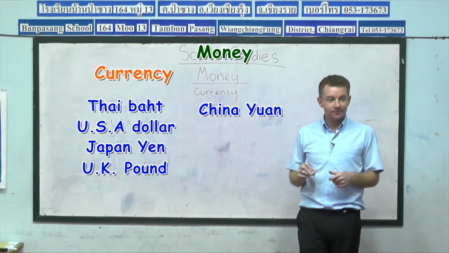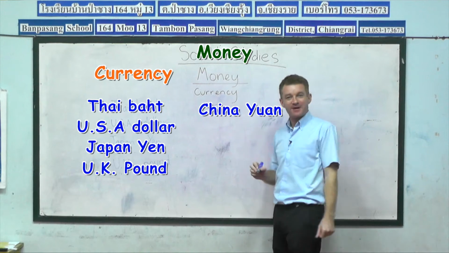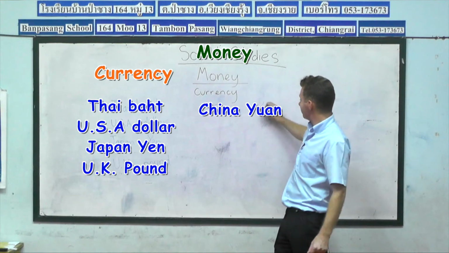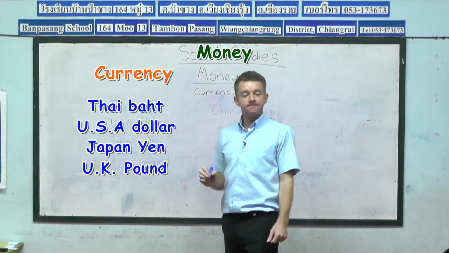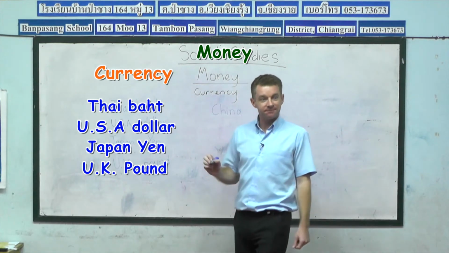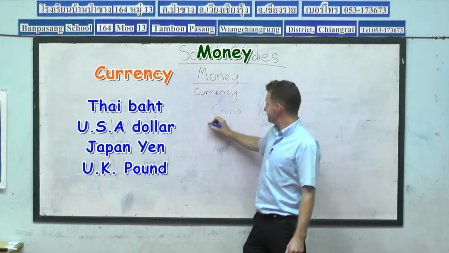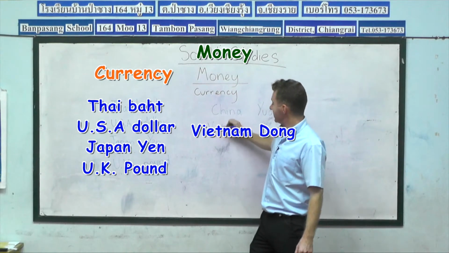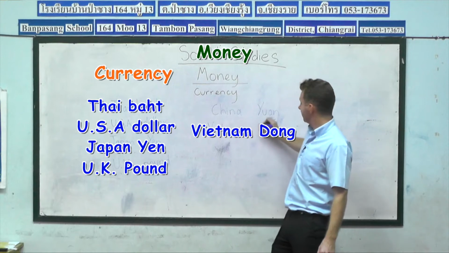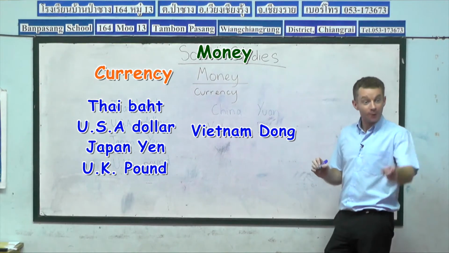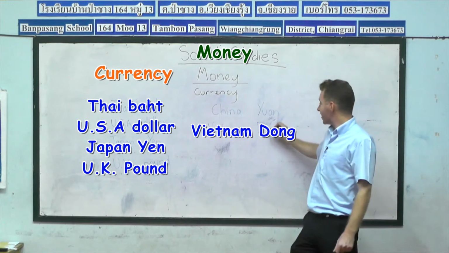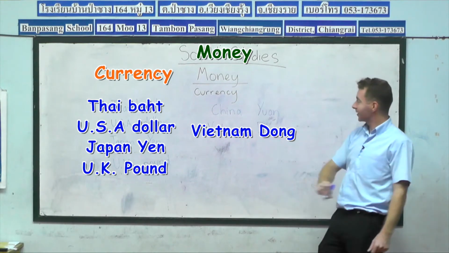Okay, does anybody remember China? Yuan. Excellent, very well remembered. China has the yuan. What other countries did we learn about? Vietnam? Anybody remember Vietnam? I'll give you a clue. Vietnam begins with a D. Dong. Excellent, well done. The Vietnamese currency is the dong.